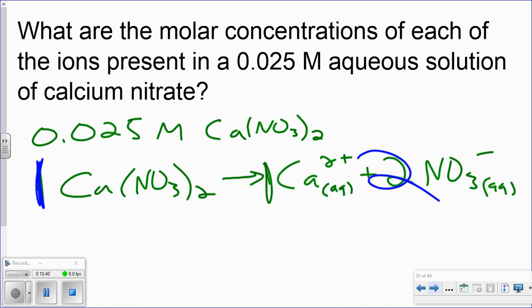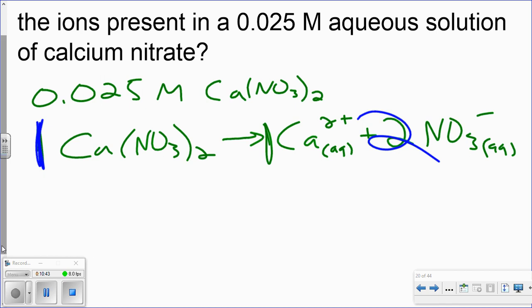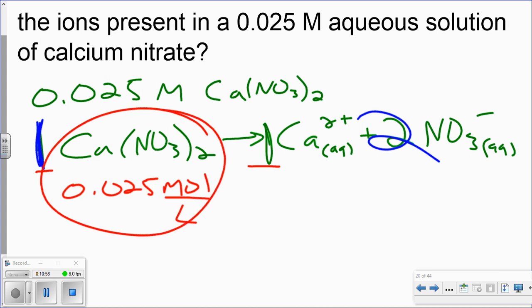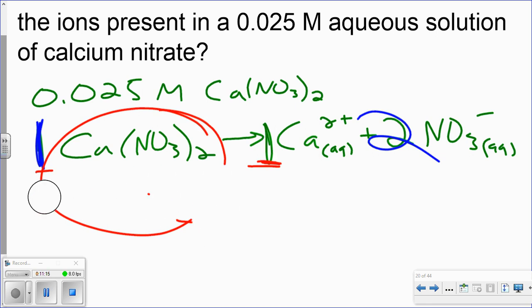Okay, so if we do the math very simply in our heads and we reason this out, we know that if this is a 1-to-1 relationship, and if I have 0.0250 moles per liter, let's say, of this stuff, and I produce the same molar amount, this will also be 0.0250 mole per liter. Okay? Now, what did I do to reason that through? I used a mole ratio. Let me show you what I mean.